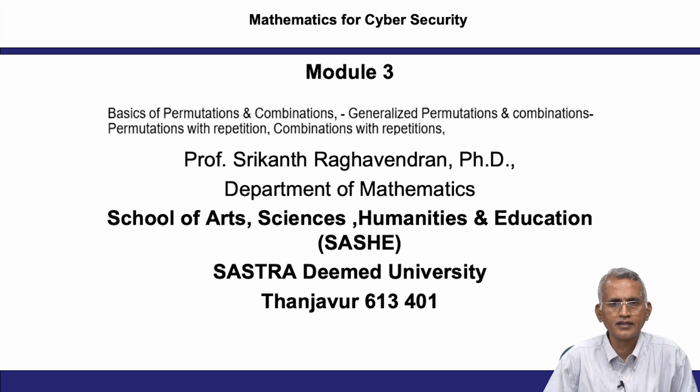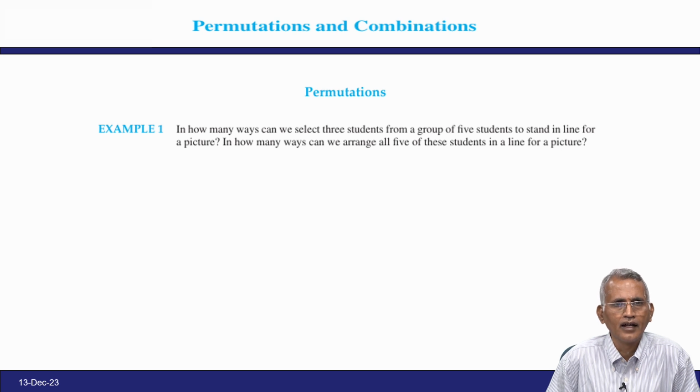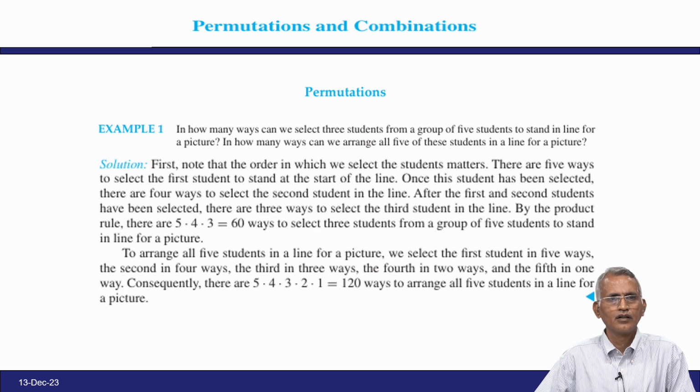Now we are going to discuss permutation and combination. Let us start with one example so that you can understand the meaning of permutation. In how many ways can we select 3 students from a group of 5 students to stand in line for a picture? In how many ways can we arrange all 5 of these students in a line for a picture? So, this is a question. Based on this question, we have to define the meaning of selection and arrangement.